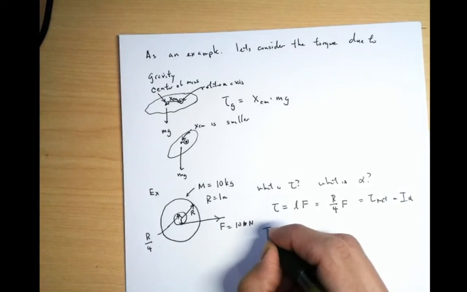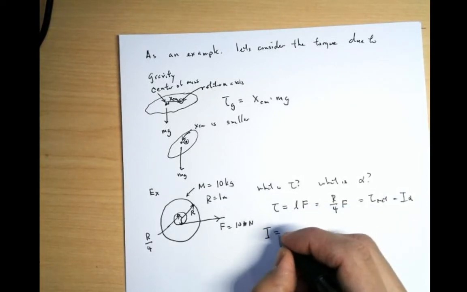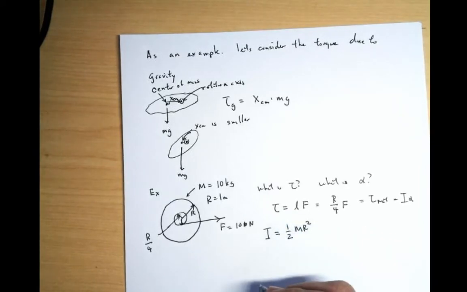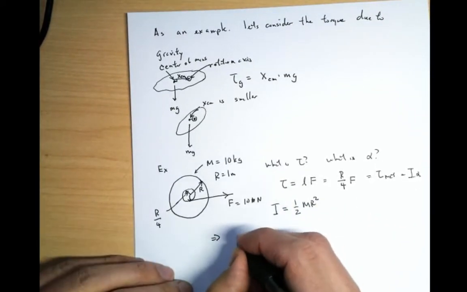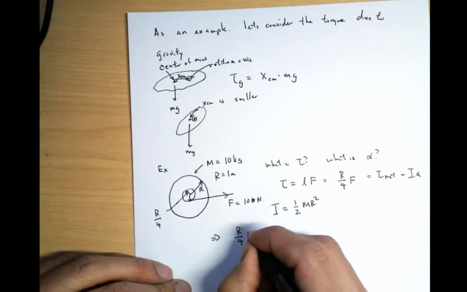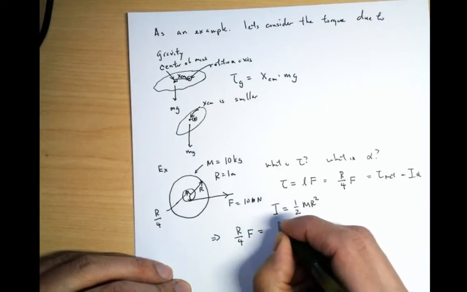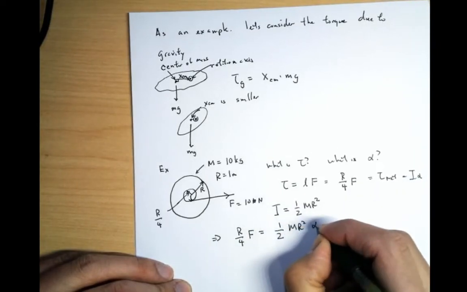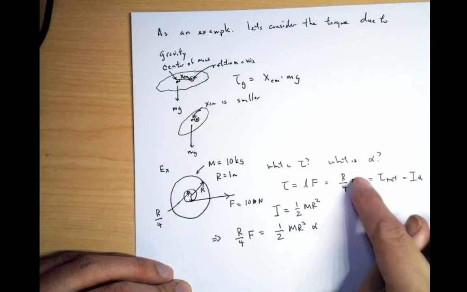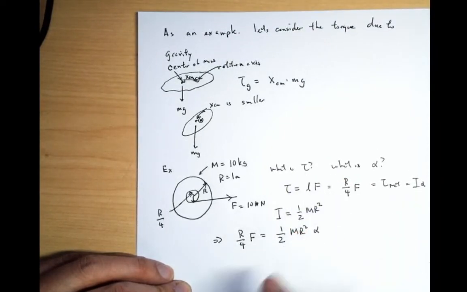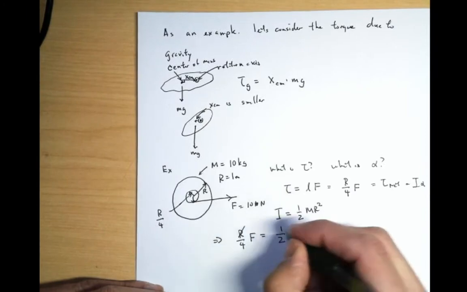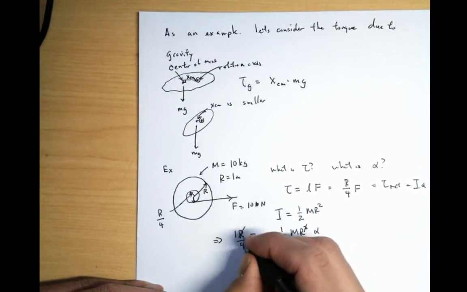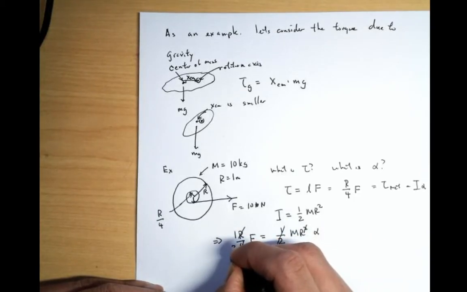Well, I is equal to, for a disk, 1/2 mr squared, okay? And so we have basically r over 4 times F is equal to 1/2 mr squared. That's I times alpha, which is basically what I need. So this is basically tau. Got that first. Now I'm going to solve for this one. Let's kill this off, becomes a 1 there. Let's kill this off, that becomes a 2 there.